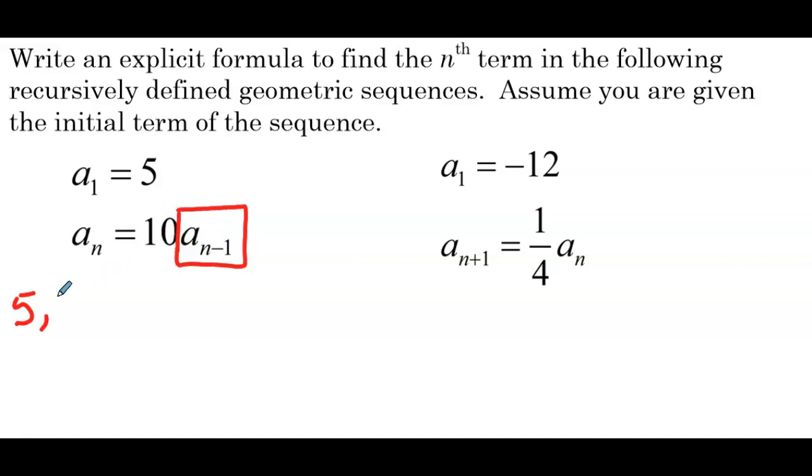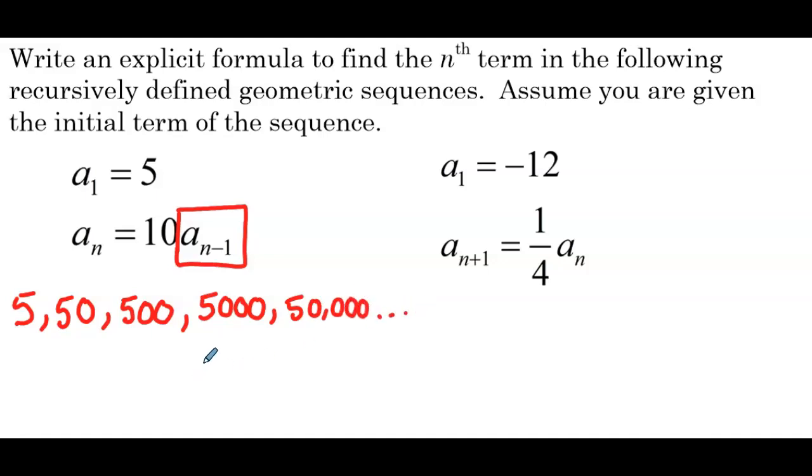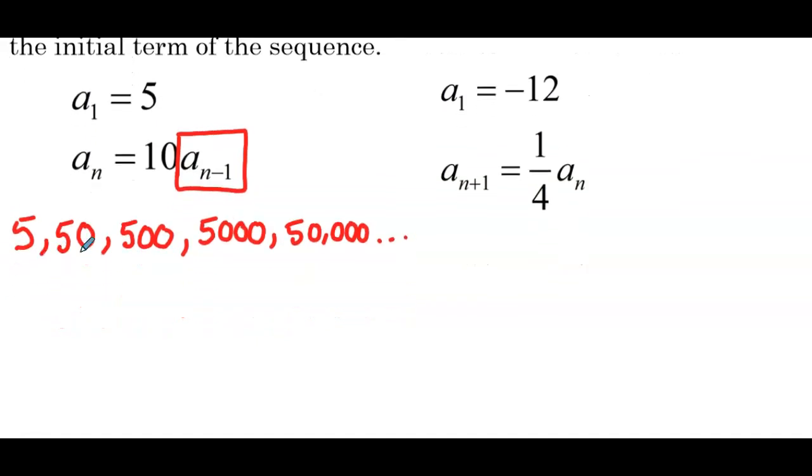by 10. So multiply by 10, we would get 50. Multiply by 10 again, we would have 500. Multiply by 10 again, we would have 5,000. Multiply by 10 again, we would have 50,000. And then that sequence would continue. We didn't have to write these terms out, but I think it's helpful to do so. So now we want to write the explicit formula.